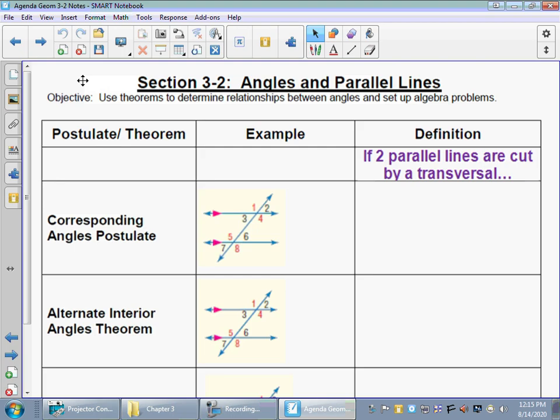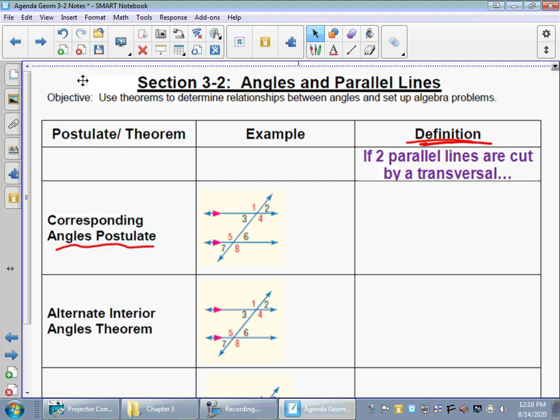Before with the transversals, they were just cutting any two lines, and we got our angle relationships. Now we're going to take a look at those relationships and what happens when they're parallel lines that the transversal is cutting. You can see right here that all of these are going to start with "if two parallel lines are cut by a transversal..." For example, the first one is the corresponding angles postulate. If two parallel lines are cut by a transversal, then corresponding angles are congruent.